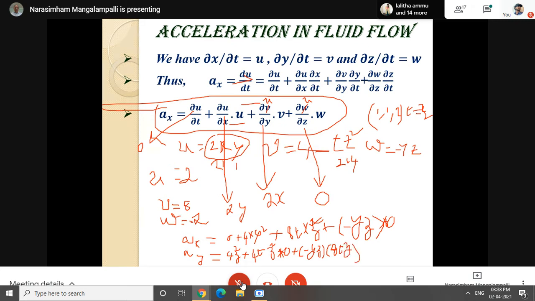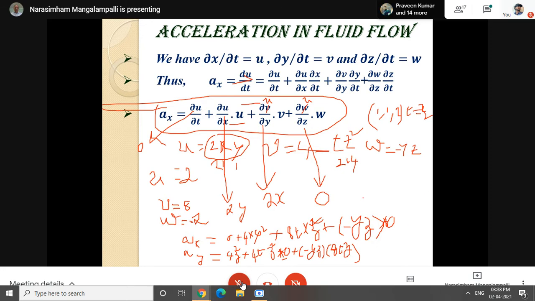So the first term is 4z square, it is dou v by dou t. And then the second term is 0, because it is u dou v by dou x, and v does not contain x term. So this is 0. Then the fourth term is w, which is minus yz, and dou v by dou z is 8tz. So this is ay.